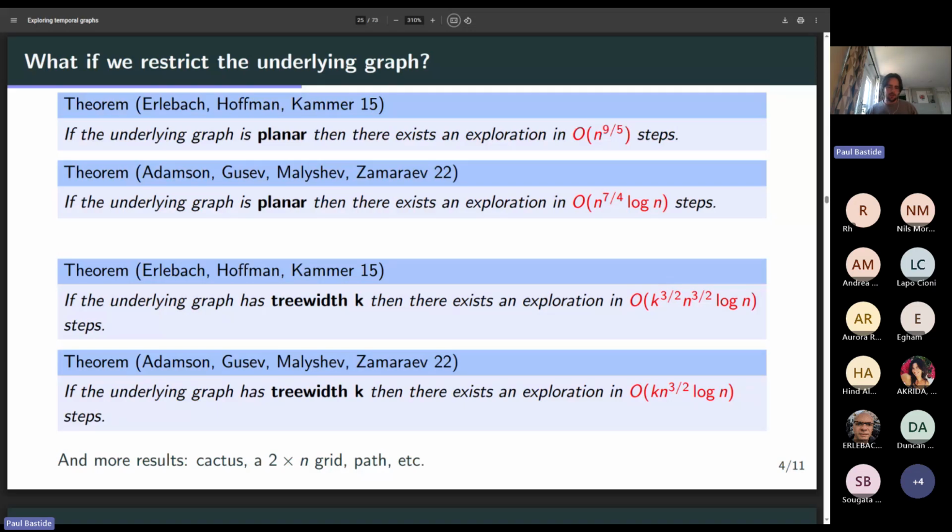For example, if the underlying graph is a cactus, a 2×n grid, or a path, all those cases have been studied. In those cases, the question is often more about the log factors, like is it linear, is it n log n, is it n log cubed n, etc. But even those questions are quite hard, and some of them are still open. So even for a simple underlying graph, this question of exploration is quite hard, which is not super surprising in some sense, because the question of exploration, even in static graphs, is quite hard.